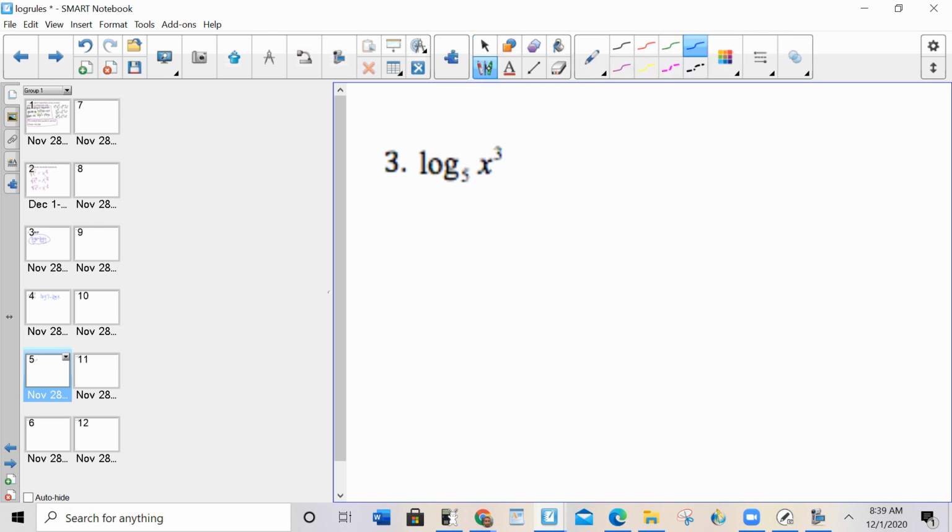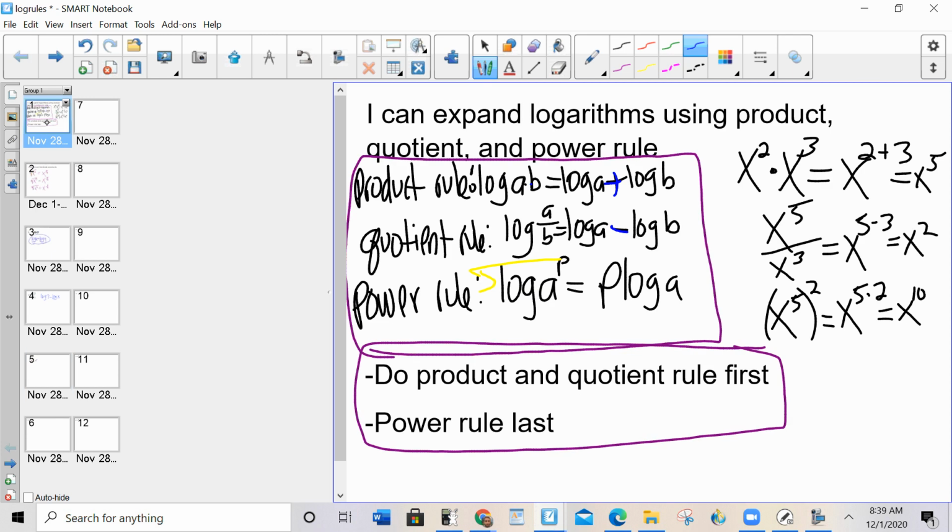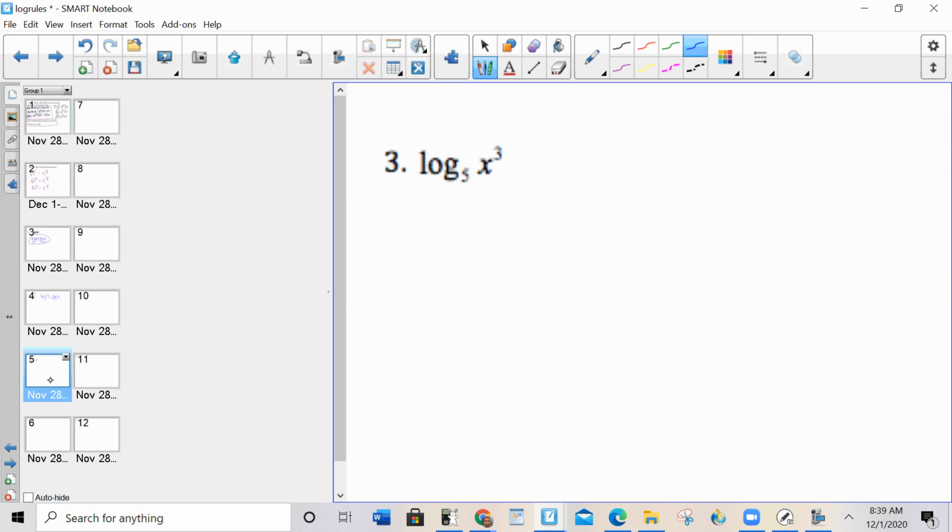Number 3, I don't see multiplication. I don't see division, but I see a power. So the power rule tells me to bring the power in front to become multiplication. So the power comes in front and everything else stays. Now if there's a log base, then you just carry the base along. The base will not change. The base doesn't really change anything. Just if there's an exponent, the power comes in front, and that's it.